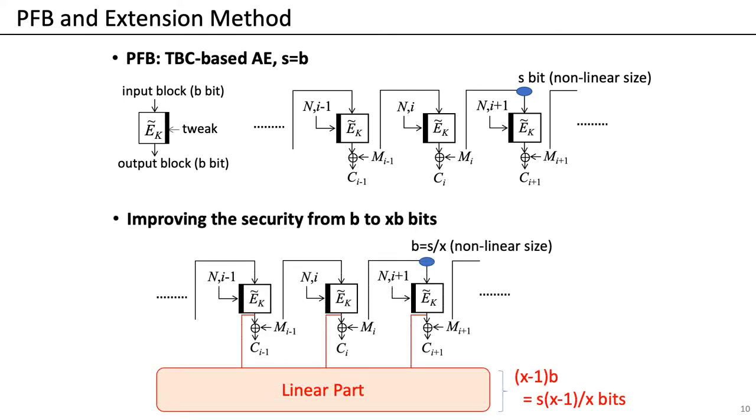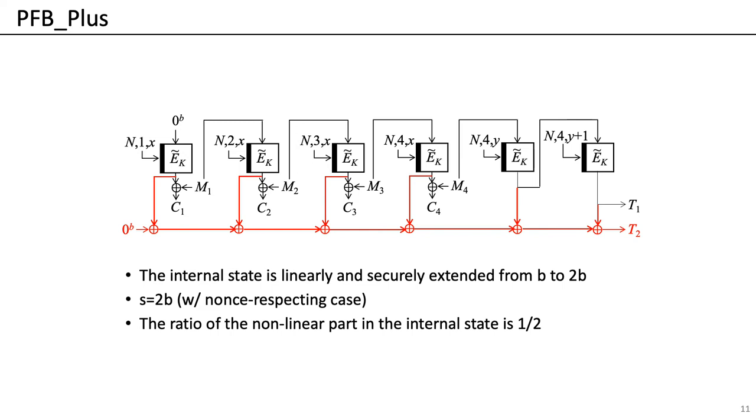To further improve the security level from B to xB bits, we modify PFB by adding this x minus 1 times B-bit state that uses linear operations. This is PFB plus, and the additional B-bit state is defined by XORing each TBC output. Now the internal state size is the double of the block size, and it ensures that the security level is equal to the double of the block length in the nonce-respecting setting. The ratio of the nonlinear part in the internal state is a half, which is smaller than that of PFB.